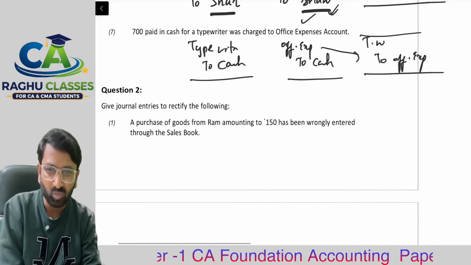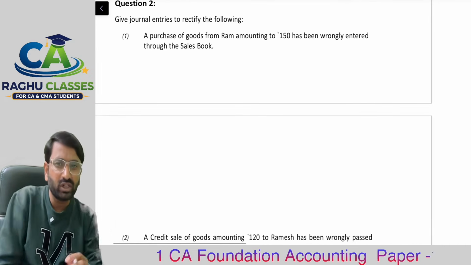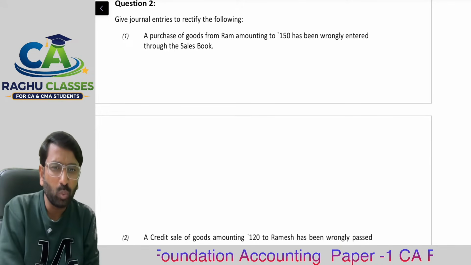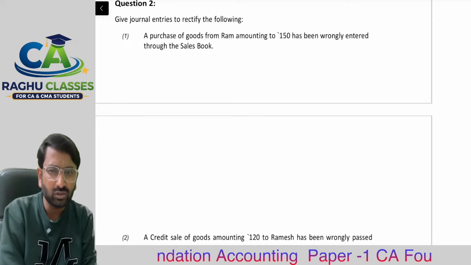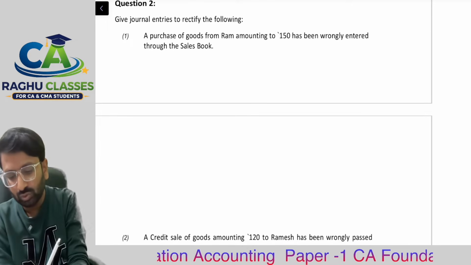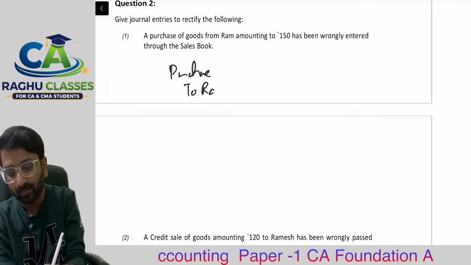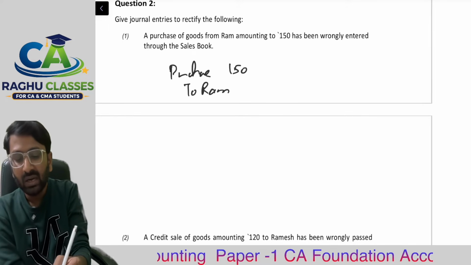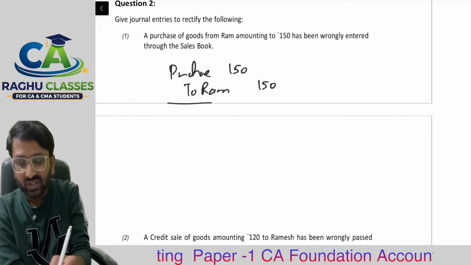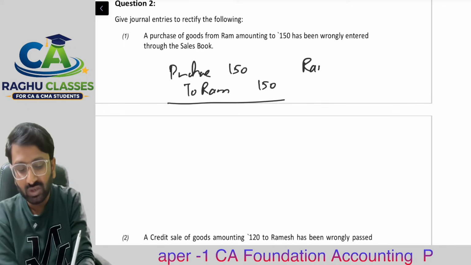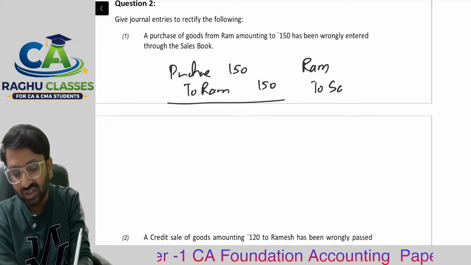Next one. Give journal entries to rectify the following. A purchase of goods from Ram amounting to 150 has been wrongly entered through the sales book. So can we say the correct entry is purchase account debit to Ram 150. Instead of recording that in the purchase book, it was recorded wrongly in the sales book. So can we say the wrong entry will be Ram account debit to sales.